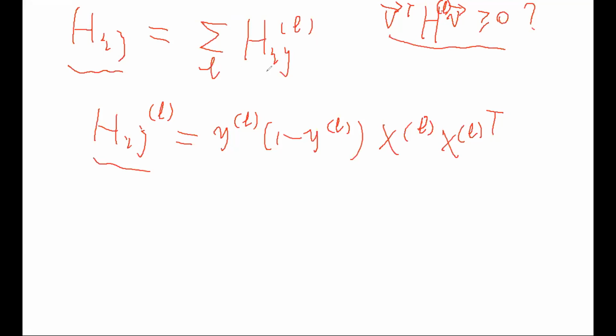Because this is a summation, if you have v transpose, the Hessian, and v, this equals a bunch of these terms. If each term is non-negative, the summation is also non-negative. So what remains to prove is just this. How to prove this? Note that there's no IJ here.